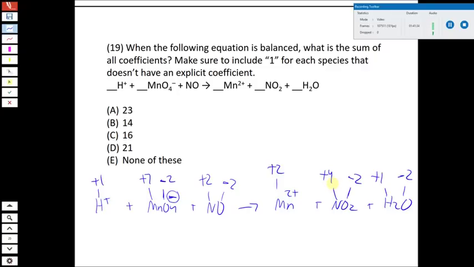All right, so again, for neutral compounds, the sum of the oxidation numbers equals 0. For charged species, the sum of the oxidation numbers equals the charge of whatever that ion is. All right, so that's what we have for oxidation numbers.